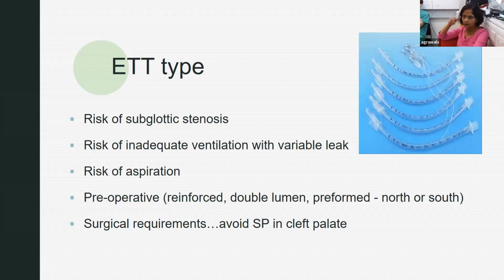So the reinforced tubes have got a metal mesh in their wall. They are used in patients who are to be prone for the surgical procedure, like the spinal surgeries or the cranial surgeries, because when they're prone, the tubes are quite soft and they could kink, but the metal mesh makes sure that it doesn't kink when they're in a prone position. And these are long surgeries, 8 to 10 hours.